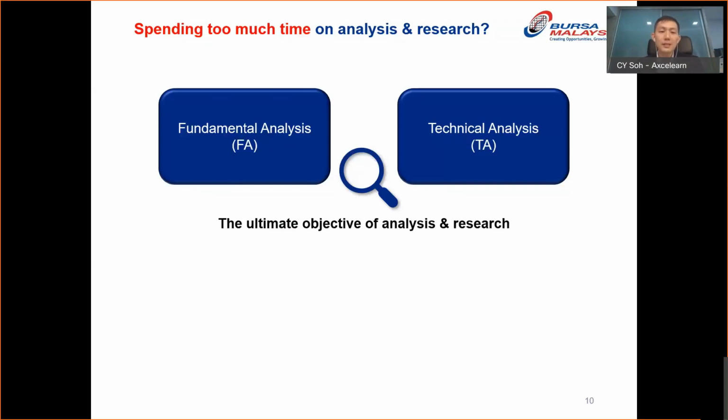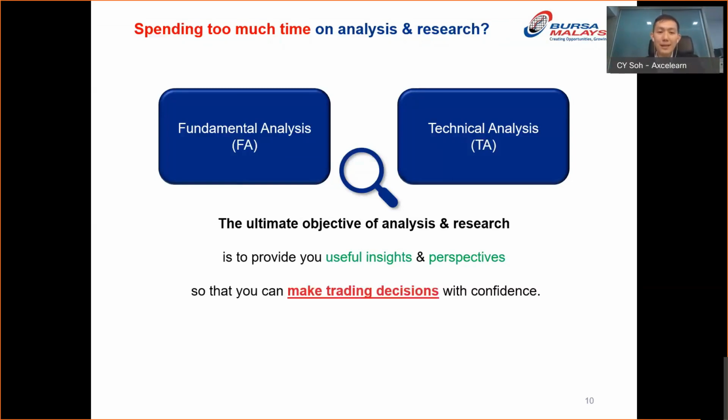So ultimately, the objective for whichever analysis or research you are currently doing is that you need to understand this. Whatever research or analysis you do, it is to provide you some good insights, give you some opinion, or let you see a different perspective of the market so that you are able to make a trading decision with confidence. Okay, so I repeat, the ultimate objective of research and analysis is giving you information, giving you insights, and ultimately you need to be able to make trading decisions with confidence.